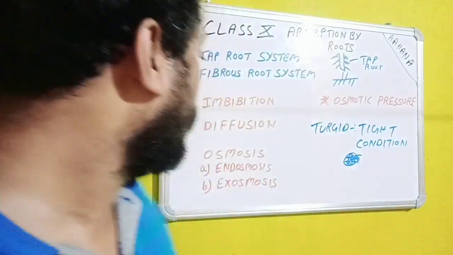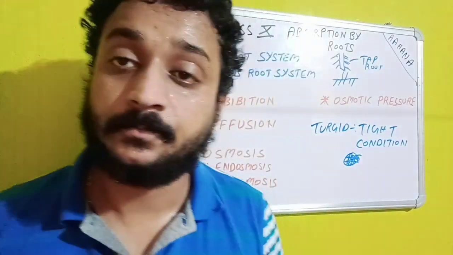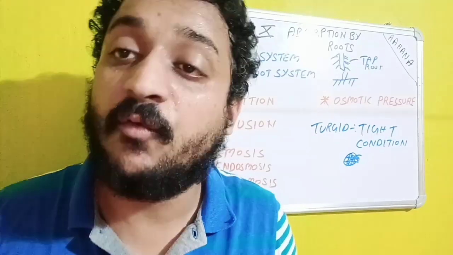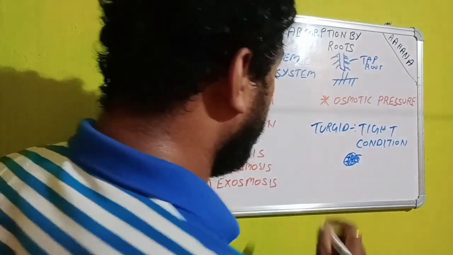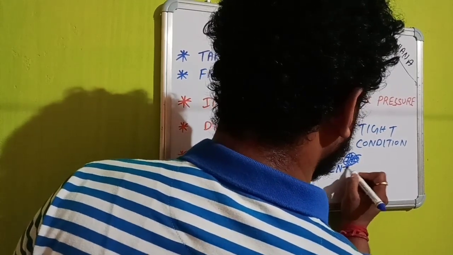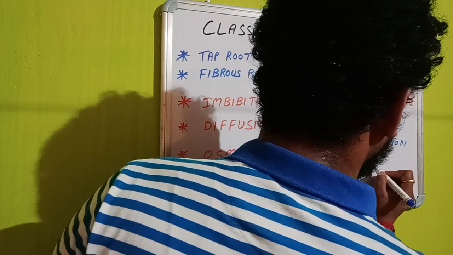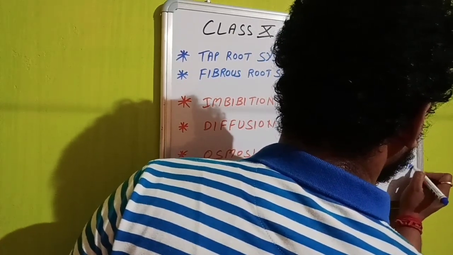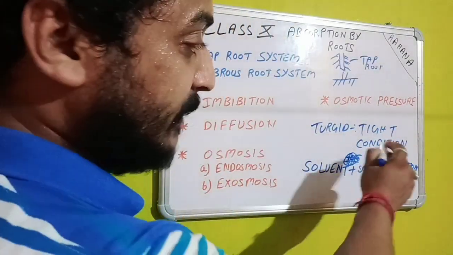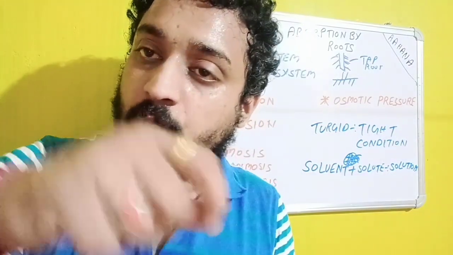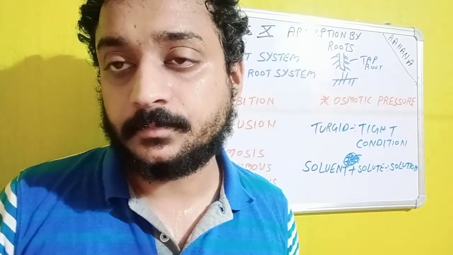Now we will talk about diffusion. What is diffusion? The process by which the water or the solvent moves. One thing we need to clear here: solvent plus solute, or solute plus solvent, whatever you say, always gives a solution. For example, the solvent is water and the solute is salt. Dissolve salt in water, and it will become a solution.